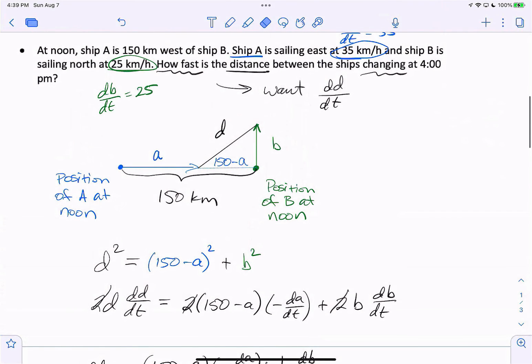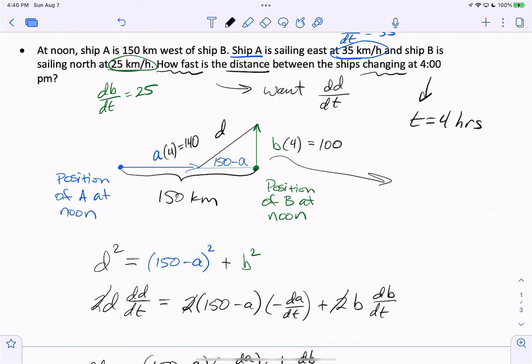At noon, the ships were in this position. At 4 o'clock, it's been 4 hours since noon. So here, we're looking at t is equal to 4 hours. After 4 hours, so I'll say B of 4, B has gone 100 kilometers. After 4 hours, A, so I'll call that A of 4, A has gone 140 kilometers.